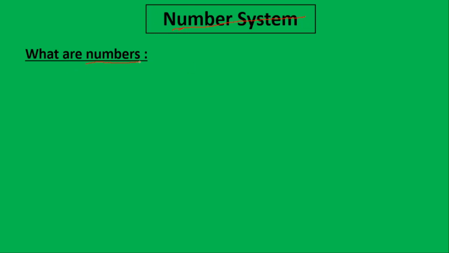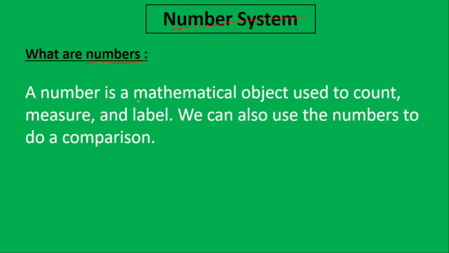So what are the numbers? Standard definition says that it's a mathematical object used to count, measure and label. We can also use the numbers to do a comparison. So it's an object. In mathematics, we use it for counting, measuring and labeling, and comparison also.